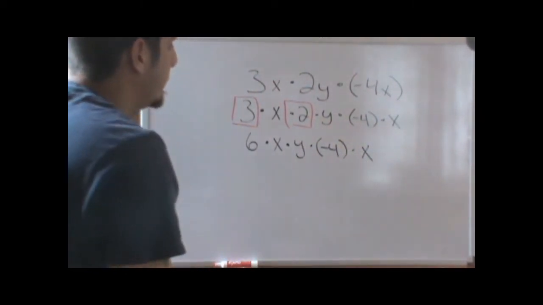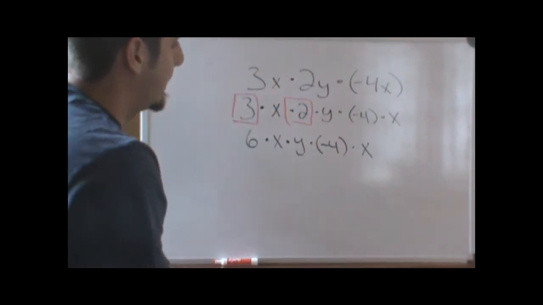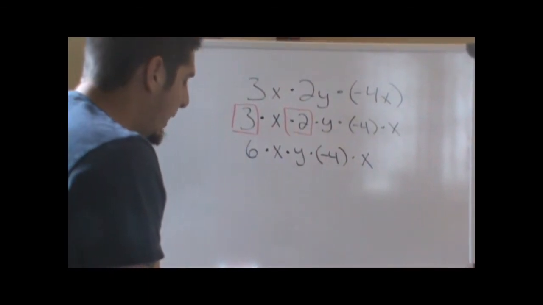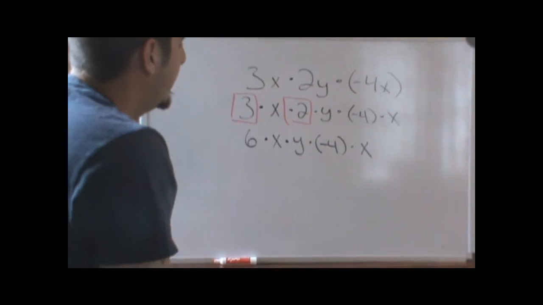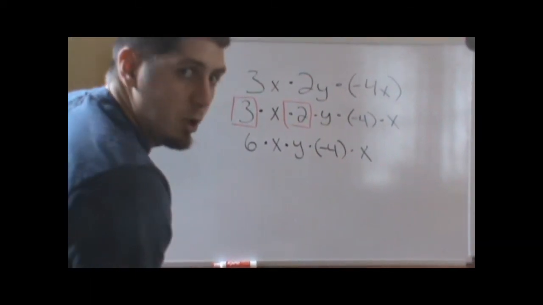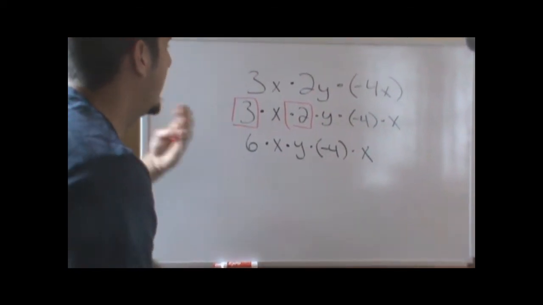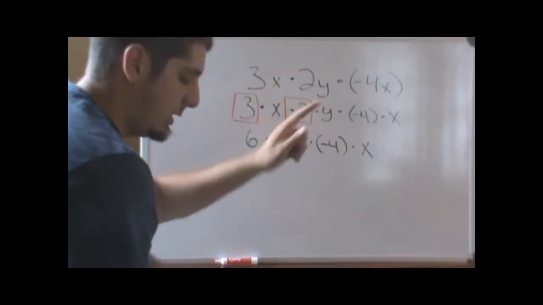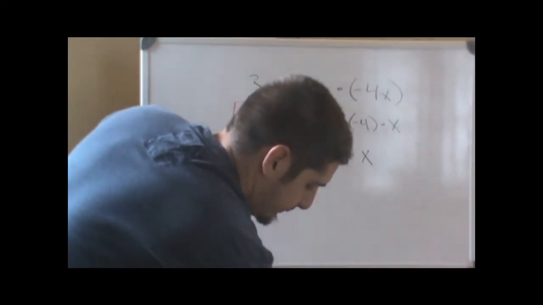And remember, the only reason why I can multiply out of order, by not going left to right, the only reason why I can do this in whatever order I want, is because it's all multiplication. If there was any other operation, such as division, addition, or subtraction mixed in here, I wouldn't be able to do this.